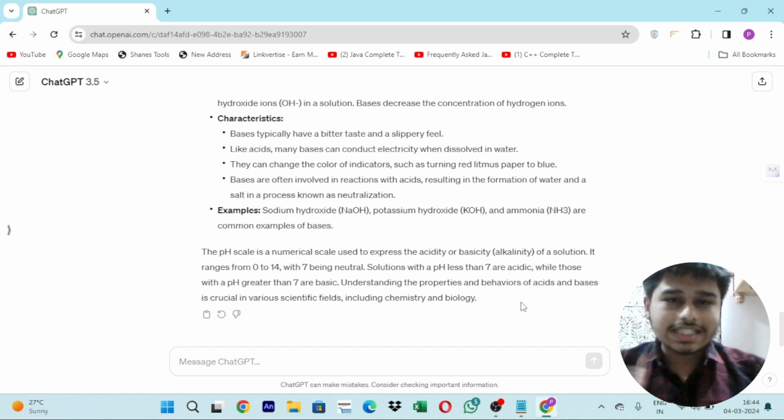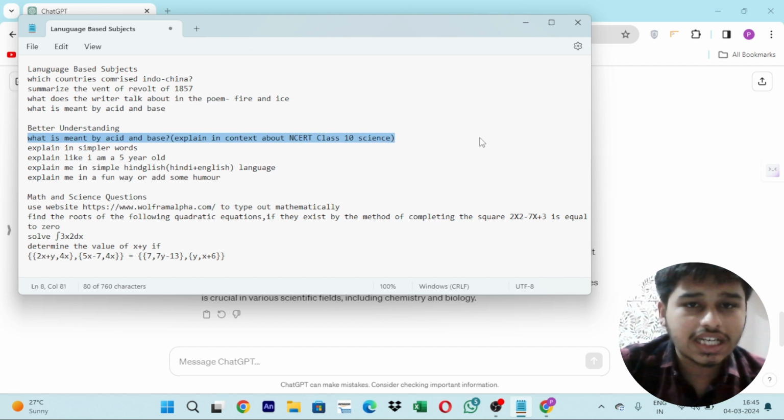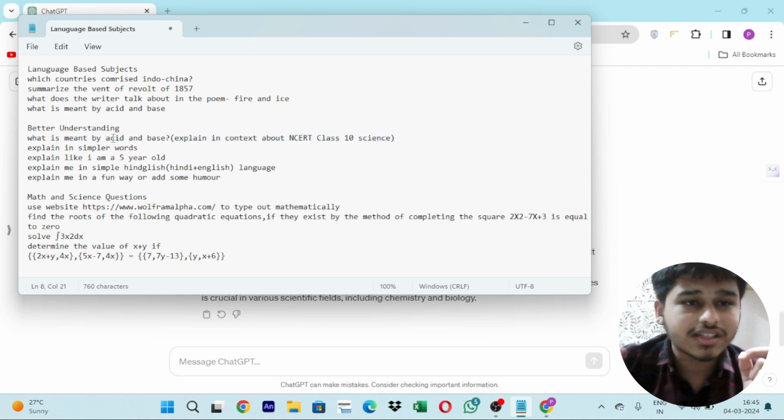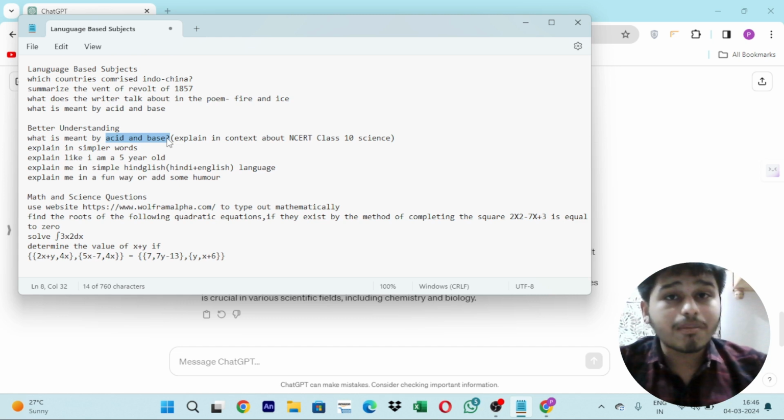So now let's deep dive into it and better understand how to write a prompt to get a perfect answer. We will open Notepad. Here is the question: what is meant by acid and base? Explain in context of NCERT class 10 science. Now we have told ChatGPT to explain the concept of acid and base, but we have given a particular criteria. The context is that it should be from the NCERT class 10 textbook, and that also the science textbook.